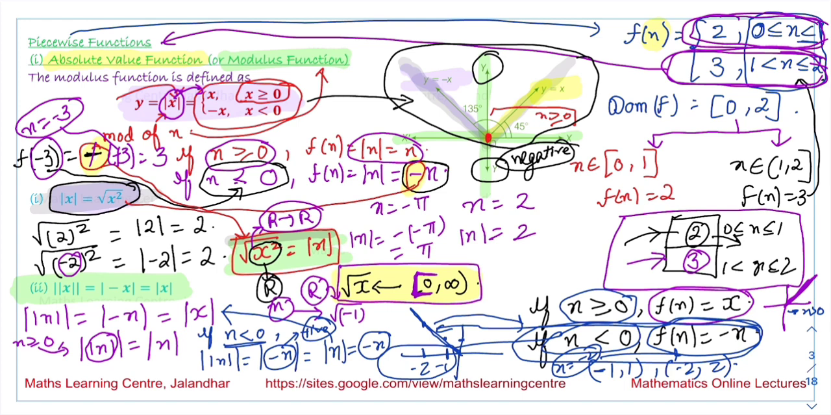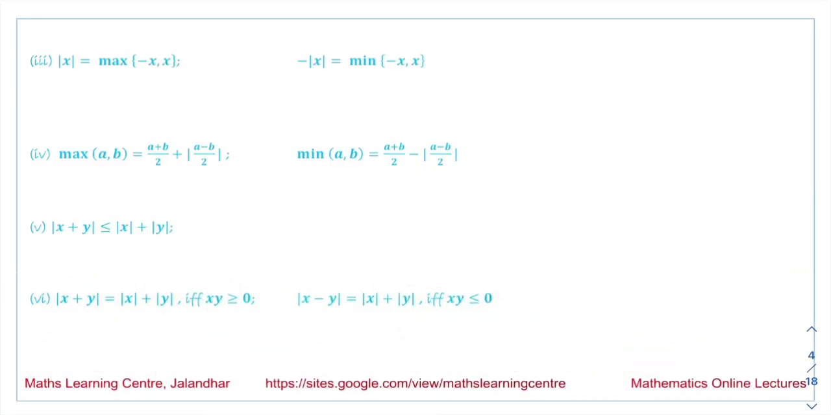Next we have mod of x. It is another kind of definition, or you can say a formula. So mod of x is equal to maximum of minus x or x. We are talking about two cases again: x is greater than or equal to 0, and x is less than 0. When x is greater than or equal to 0, say x is equal to 4, just as an example. Then mod of 4 is equal to maximum of minus 4 or 4, and the maximum of these two values is 4.